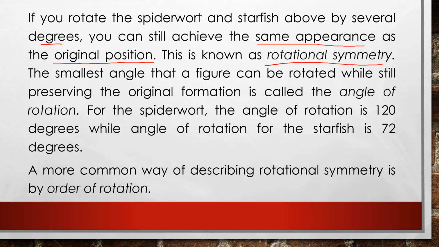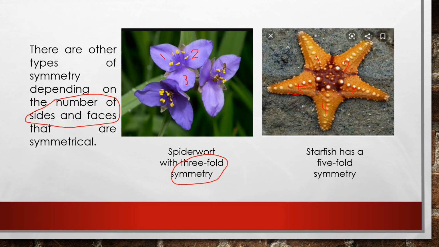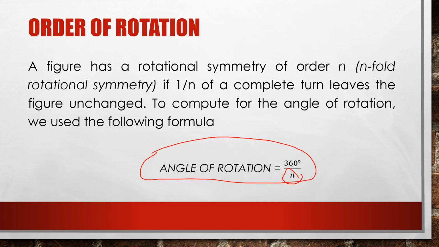Again, class, the angle of rotation is the smallest angle that a figure can be rotated while preserving the original formation. The order of rotation describes the rotational symmetry. So, how do we get the angle of rotation? The angle of rotation is equal to 360 degrees divided by n, where n is the number of faces. For example, the spiderwort earlier has 3 faces. So, for its angle of rotation, 360 divided by n, where n is equal to 3, since the spiderwort has 3 equal parts. Therefore, the angle of rotation of the spiderwort is 120 degrees.